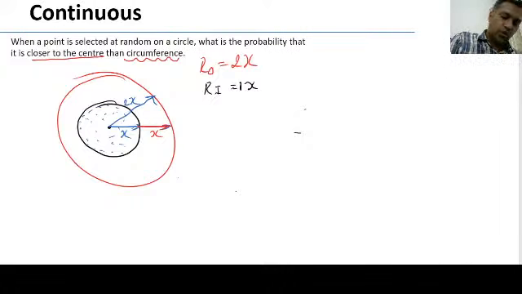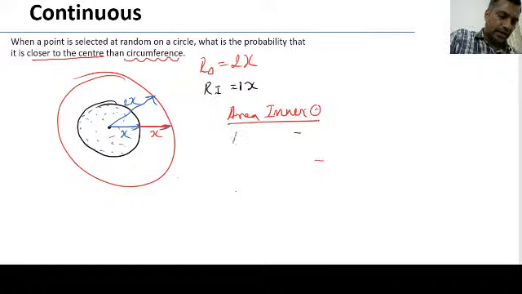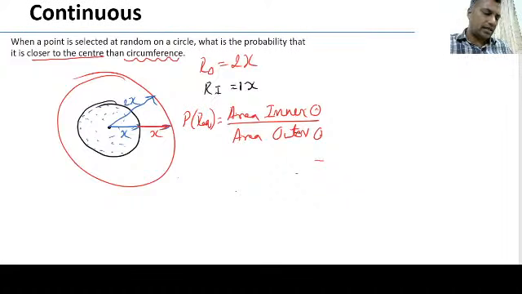Therefore, how do you count how many instances are there? It's an area. Therefore, what are you trying to say? Area of the inner circle divided by area of the outer circle, because when you put the point, you can put it anywhere in the circle. That is the required probability. Probability required is nothing but the area of the inner circle, because if the point is within the inner circle, then it is closer to the center than the circumference, divided by the area of the outer circle.